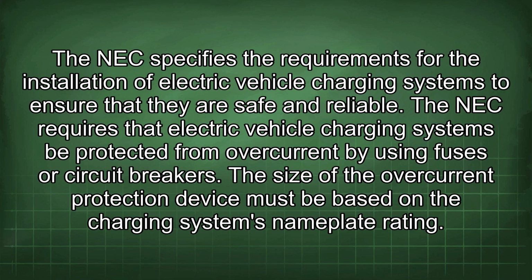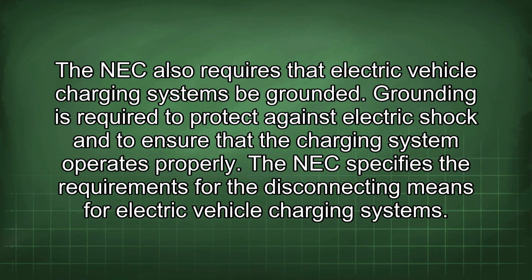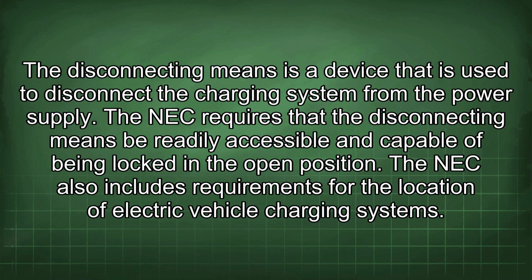The size of the overcurrent protection device must be based on the charging system's nameplate rating. The NEC also requires that electric vehicle charging systems be grounded. Grounding is required to protect against electric shock and to ensure that the charging system operates properly. The NEC specifies the requirements for the disconnecting means for electric vehicle charging systems. The disconnecting means is a device that is used to disconnect the charging system from the power supply. The NEC requires that the disconnecting means be readily accessible and capable of being locked in the open position.